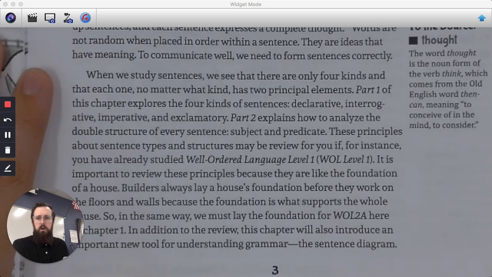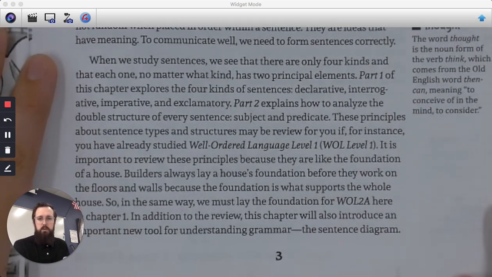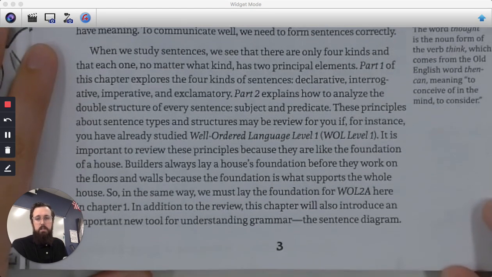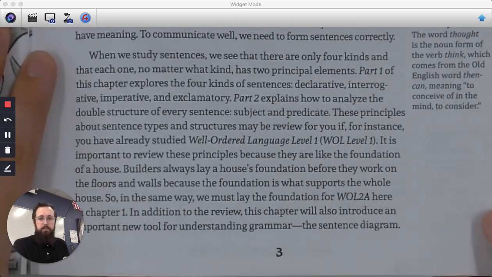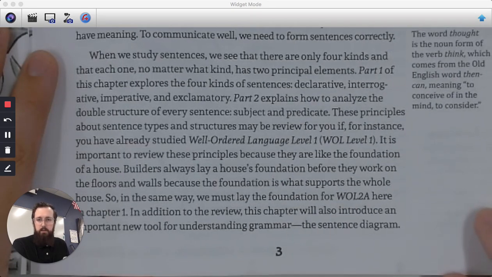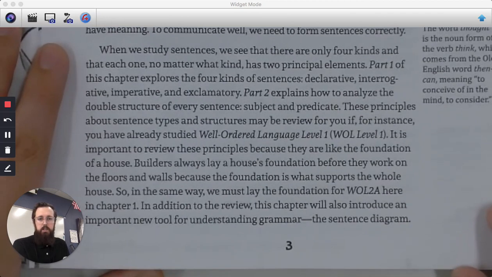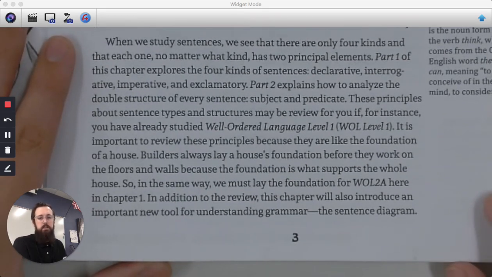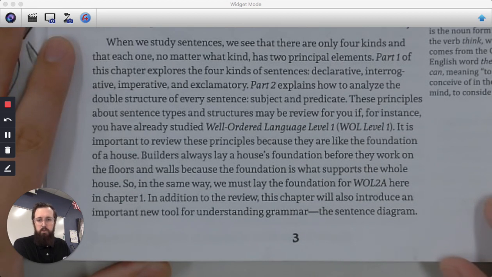These principles about sentence types and structures may be review for you if, for instance, you have already studied well-ordered language level 1. It is important to review these principles because they are like the foundations of a house. Builders always lay house foundation before they work on the floors and walls because the foundation is what supports the whole house. So, in the same way, we must lay the foundation for well-ordered language too. Here, in Chapter 1, in addition to the review, this chapter will also introduce an important new tool for understanding grammar: the sentence diagram.